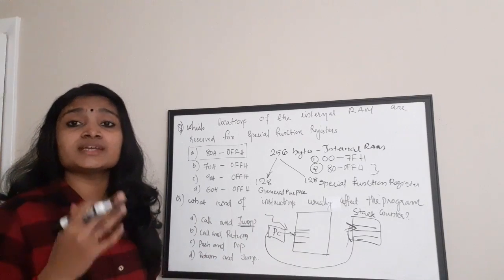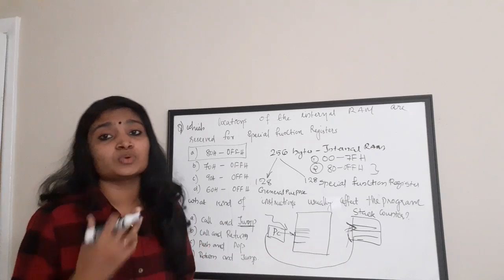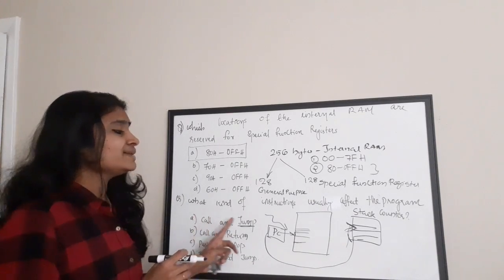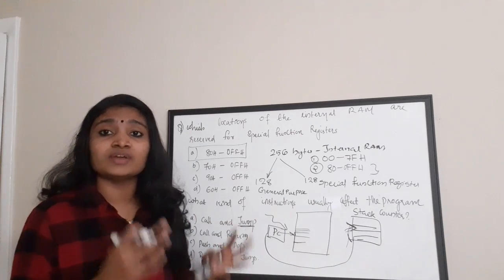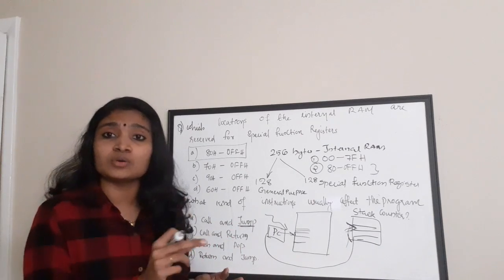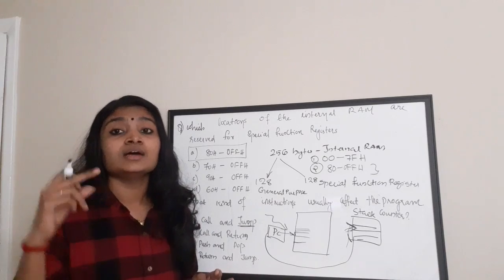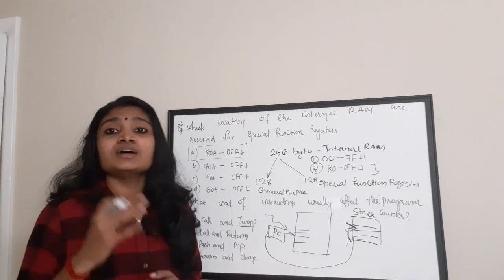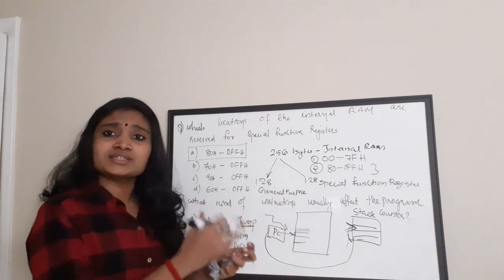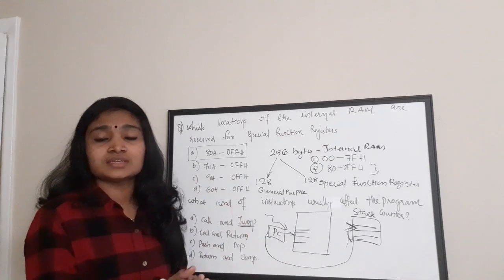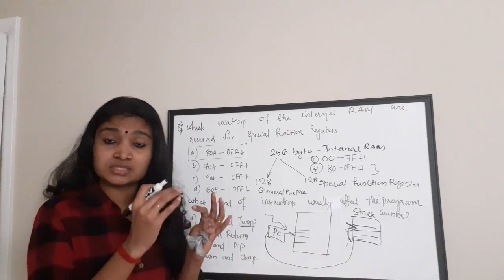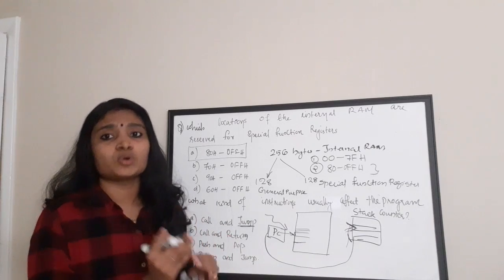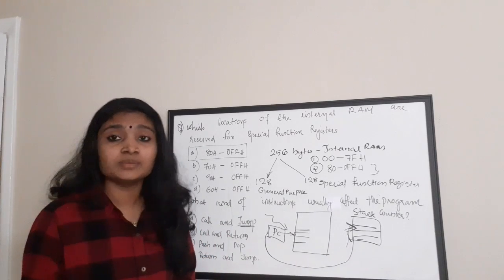Now we have to choose the instruction which is affecting the program counter. That is your option A, which is call and jump. Whenever the call is happening or whenever the jump is happening, the program counter is jumping to that routine or to that instruction. But in case of push and pop, what is happening? We are just storing or retrieving the program counter's data for push and pop, so that is not actually affecting the program counter.